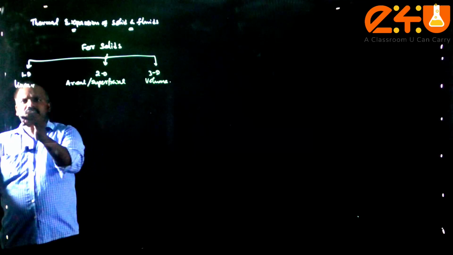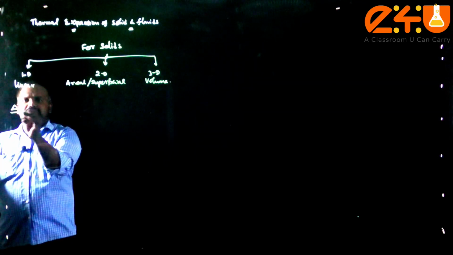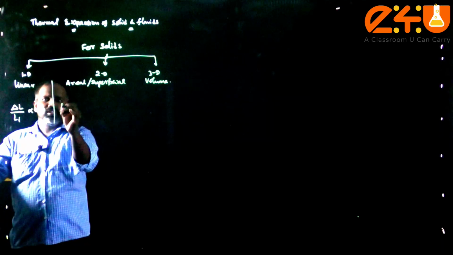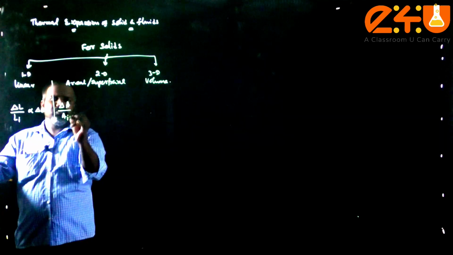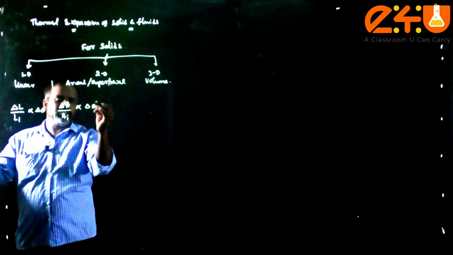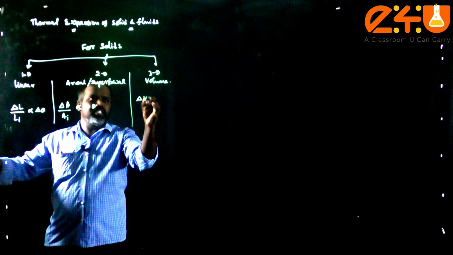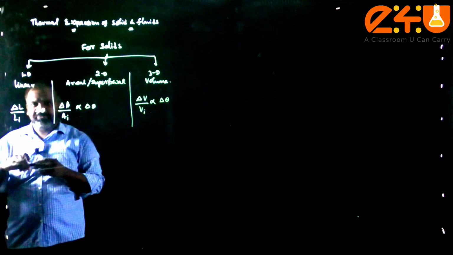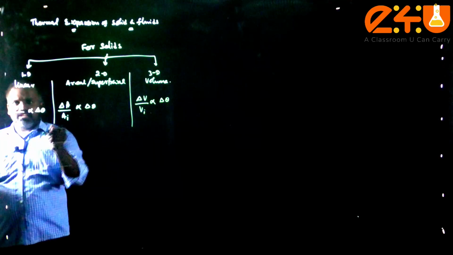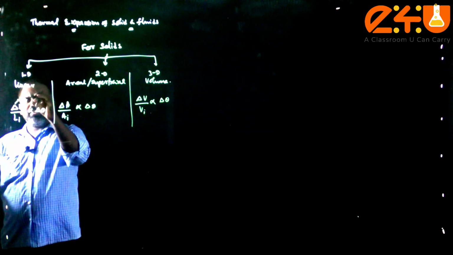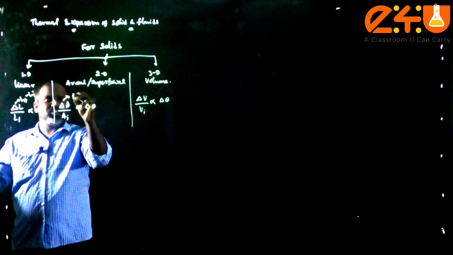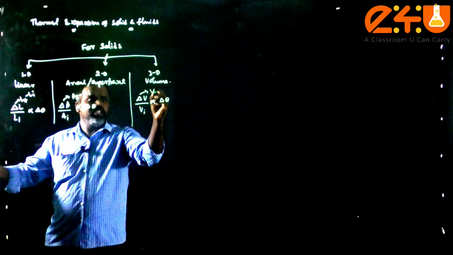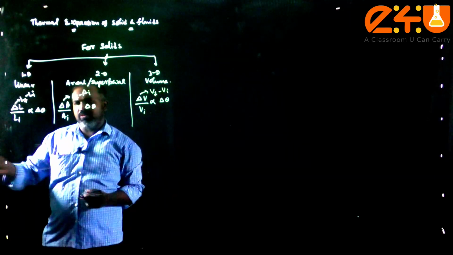expansion. What this says is that the fractional change in length is directly proportional to the change in temperature. The fractional change in area is directly proportional to the change in temperature. Similarly, the fractional change in volume is directly proportional to the change in temperature, where this delta is generally called L final minus L initial. Similarly, this has to be A final minus A initial, and this has to be final volume minus initial volume.